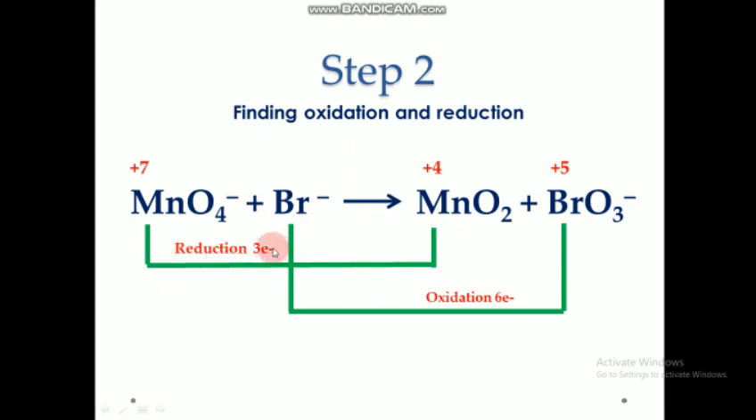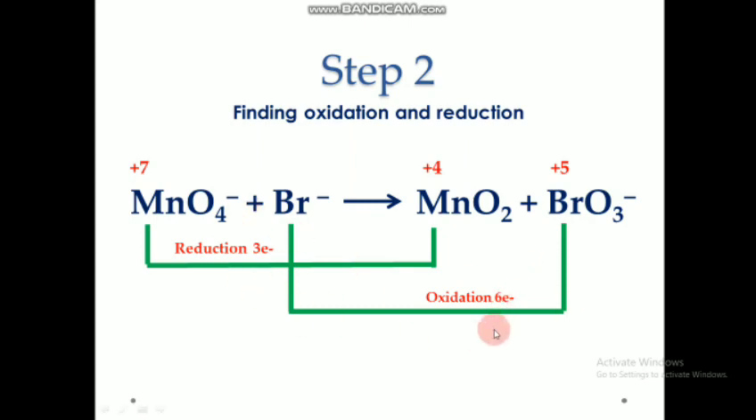In reduction, there is involvement of 3 electrons, and in oxidation, involvement of 6 electrons. So there is a mismatch in this number. In oxidation there are 6 electrons, and in reduction there are just 3 electrons. This should be equal. The number of electrons involved in reduction should be equal to the number of electrons involved in oxidation, because however many electrons are given out, the same number is accepted in a reaction.